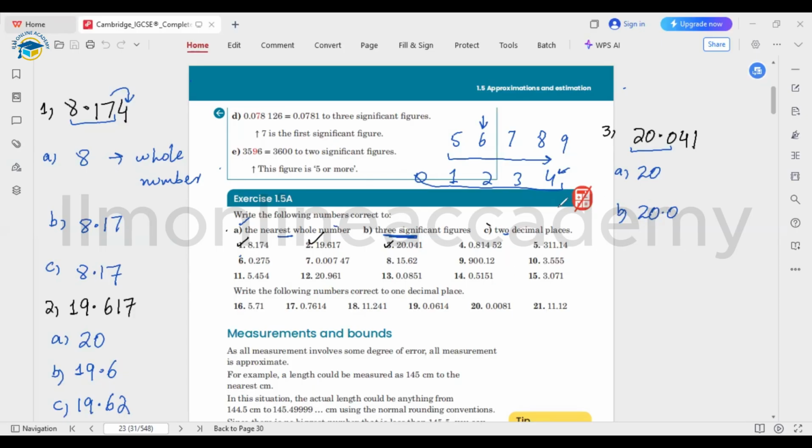And the C part is up to two decimal places. It means that after the decimal point, there must be exactly two numbers. So those are 0, 4. And after 4, there is 1. So no need to add one to the previous number. So the number becomes 20.04. This is your two decimal place number.